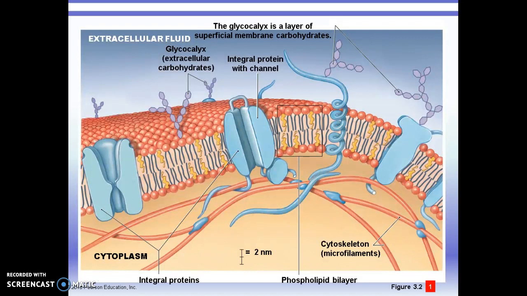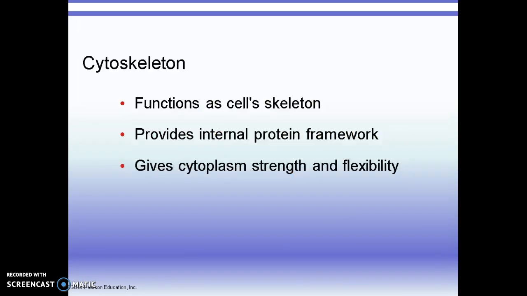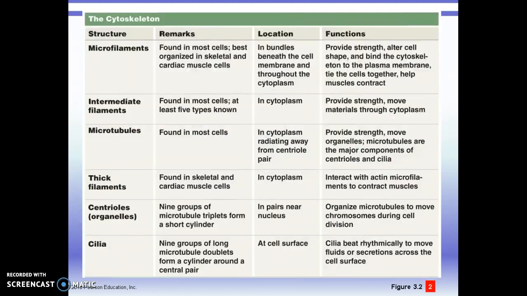And here's a picture of all of those components of the cell membrane. The cytoskeleton is the cell's skeleton. It is just a framework of protein filaments for support, strength, and here are all the components of the cytoskeleton. Most important, you should recognize microfilaments, intermediate filaments, microtubules. You don't need to know all these different things in this chart. Recognize some of these terms as part of the cytoskeleton.